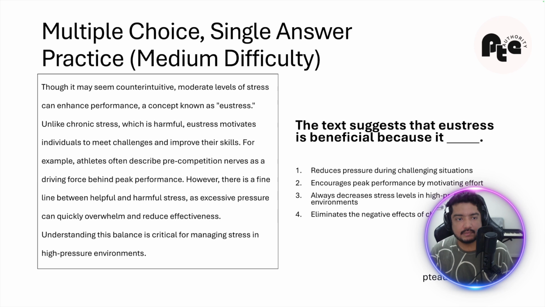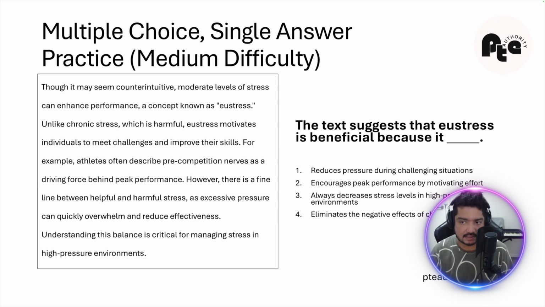Though it may seem counterintuitive, moderate levels of stress can enhance performance, a concept known as eustress. Unlike chronic stress, which is harmful, eustress motivates individuals to meet challenges and improve their skills. For example, athletes often describe pre-competition nerves as a driving force behind peak performance. However, there is a fine line between helpful and harmful stress, as excessive pressure can quickly overwhelm and reduce effectiveness. Understanding this balance is critical for managing stress in high-pressure environments.